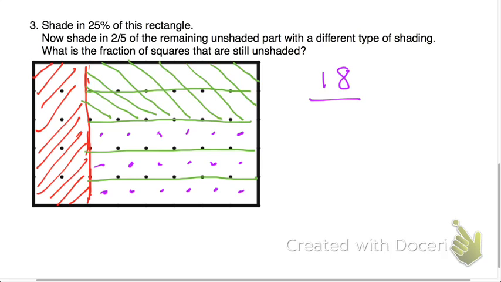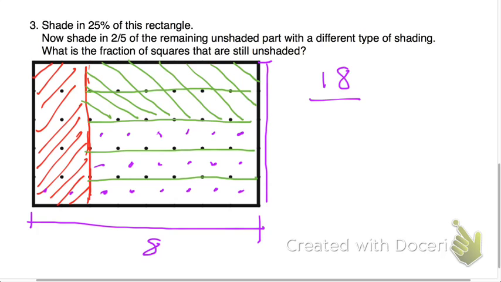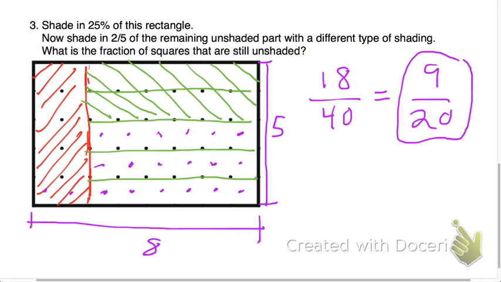18 out of, so to find the total, how many in this direction? Looks like 1, 2, 3, 4, 5, 6, 7, 8. And then 5 in this direction. So similar to the rectangle in problem number 1, 18 out of 40. And so that could be my answer, but I see that it can be written in a simpler way. So I always want to choose the simpler way. 9 out of 20.